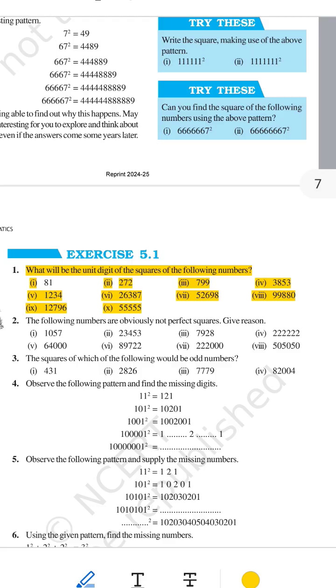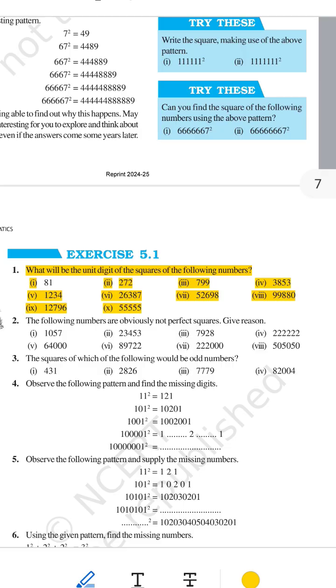Trick to find the unit digit of a square. 1. Look at the last digit of the number. 2. Square that digit only. 3. Take the last digit of the answer. That's the unit digit of the square. Examples: number, last digit, square of last digit.